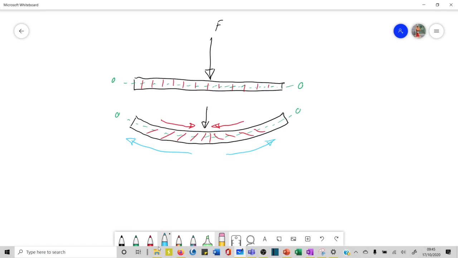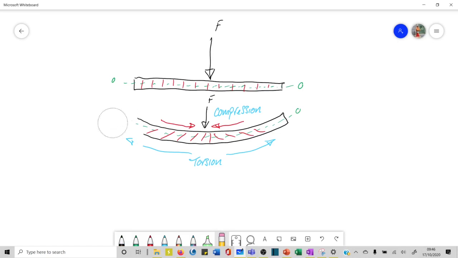So let's just write that in. We've got compression here, and on the bottom we've got torsion, because all the molecules are being pulled away from each other. Torsion. Okay, so that's what's happening when we apply a force in the center of that beam.